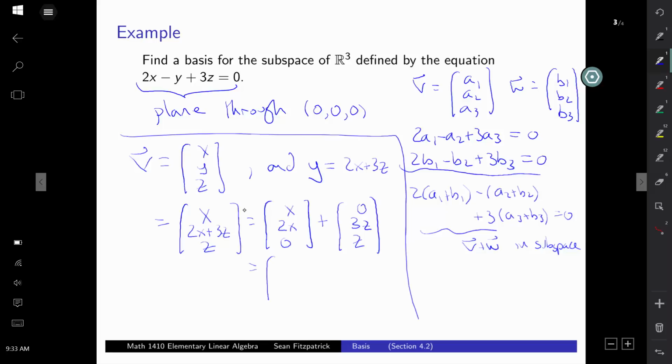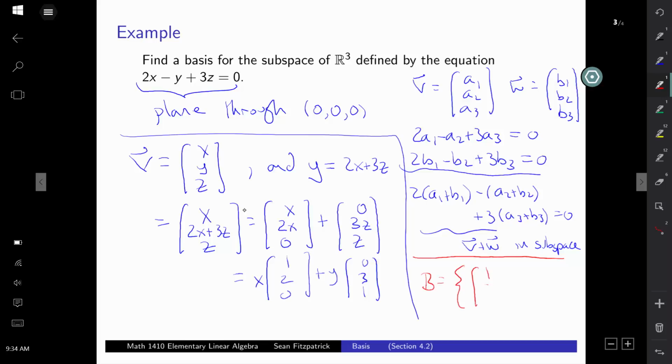So this is going to be x. Let me move my equal sign. x times the vector 1, 2, 0 plus z times the vector 0, 3, 1. Which suggests that I should be able to give this as my answer. I should be able to give B equals 1, 2, 0, 0, 3, 1. Okay, why is that a basis?